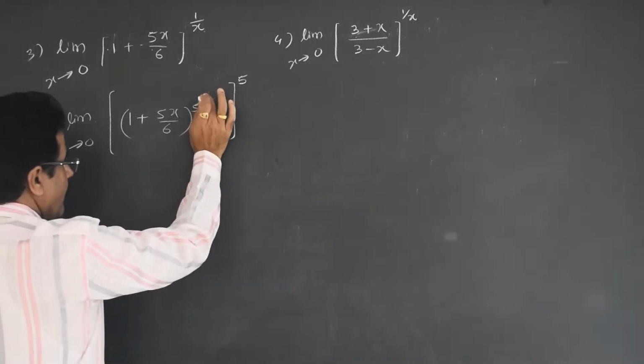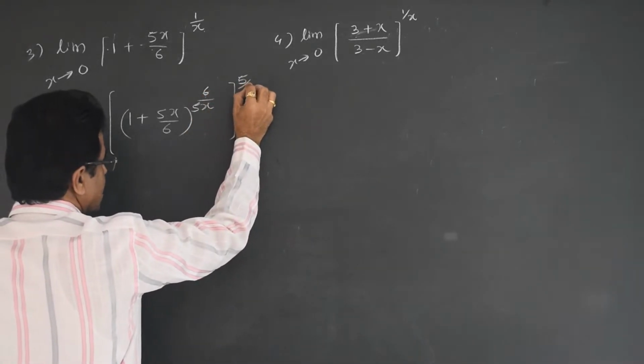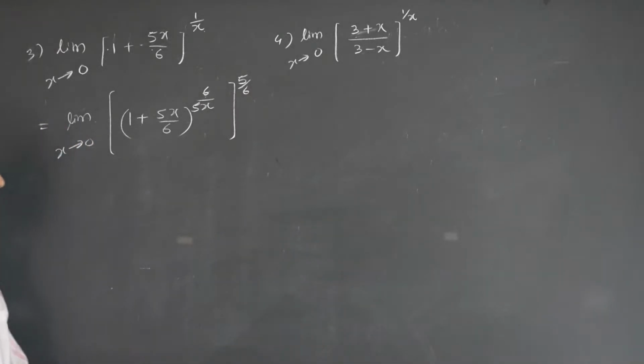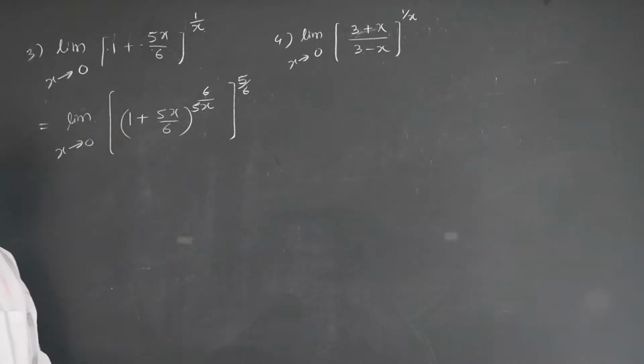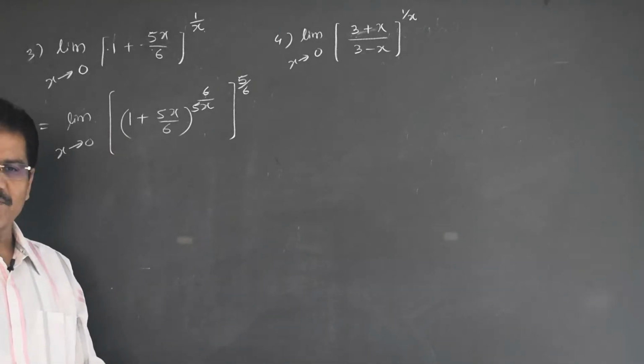As well, we want 6 here. So 6 is to be multiplied and divided. Now we can see that 5x upon 6 is there and 6 upon 5x, that is a reciprocal, which is placed in the index. So this adjustment you have to do to write down the standard formula directly.